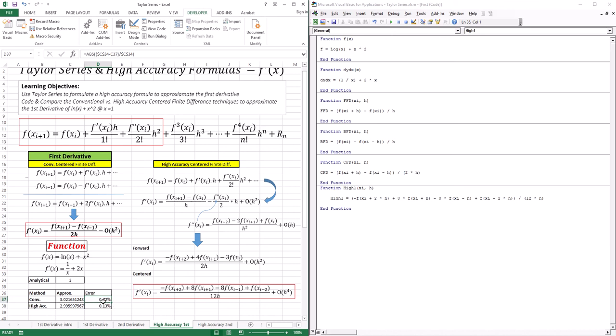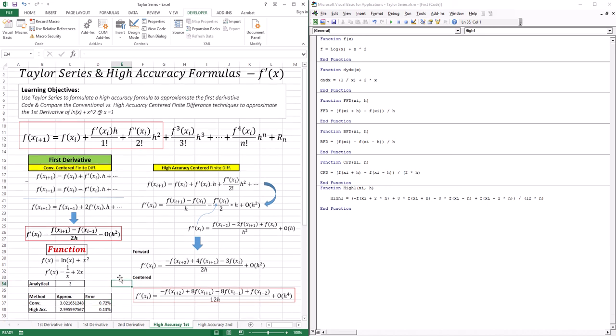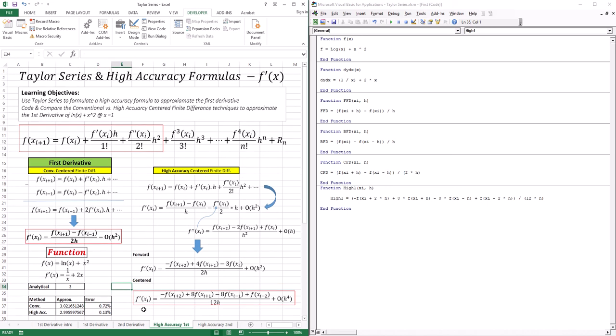Okay, so you can see that by adding this one extra term in the Taylor series and going through these manipulations and creating this formula, we did improve the error massively. Okay, so let's do the same thing to the second derivative. So now we formulated the centered finite difference formula, oh sorry, for the first derivative for the high accuracy. And also we have the forward here. There is another version for the backward that you're going to find available in your textbook.